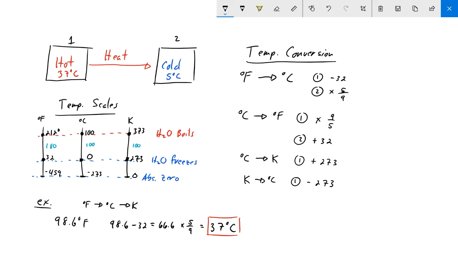So the next step is to take our 37 degrees Celsius and change that to Kelvin. So if I go from Celsius to Kelvin, the only step I need to do is add 273. So I'll take my 37 and I'll add 273, and that will give me 310 Kelvin. Remember, there's no degrees sign on the Kelvin scale.